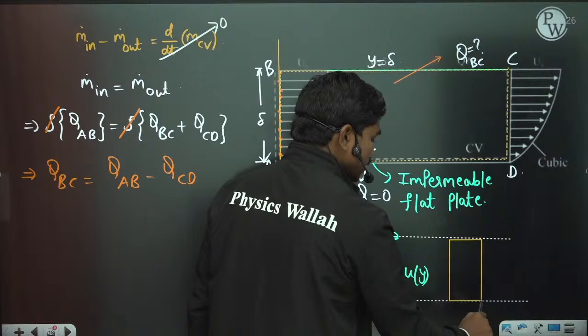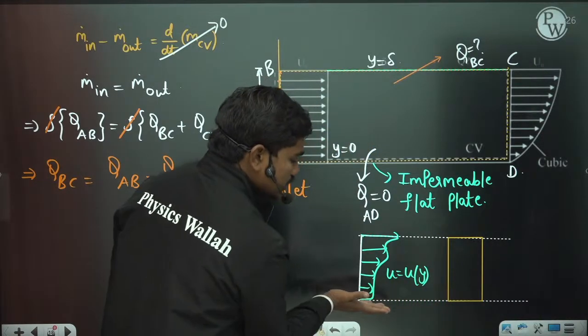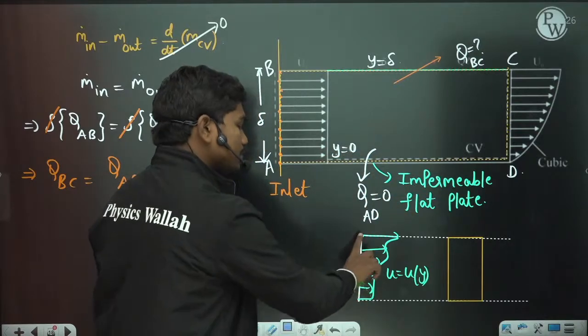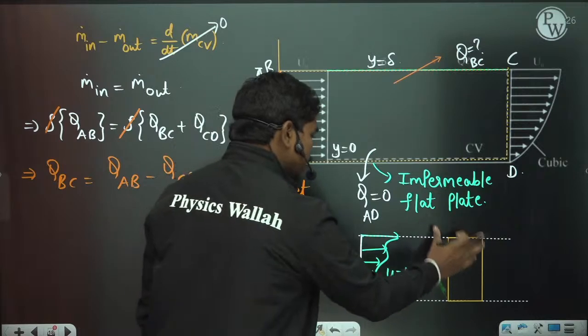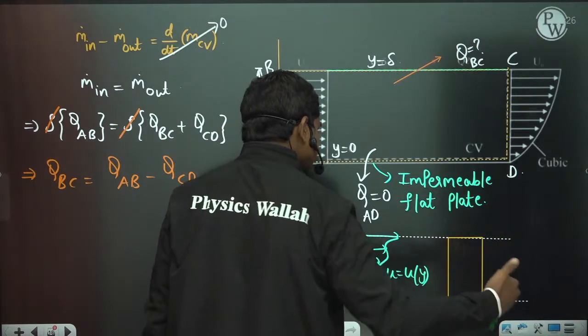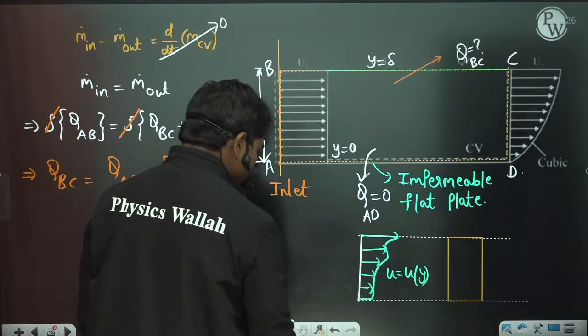Yes or no? Because this plate will have some width, and at the same time there is some height. So the velocity is increasing. If you want to calculate the discharge, the velocity is in this direction, perpendicular to this plane. So how will you calculate the discharge?